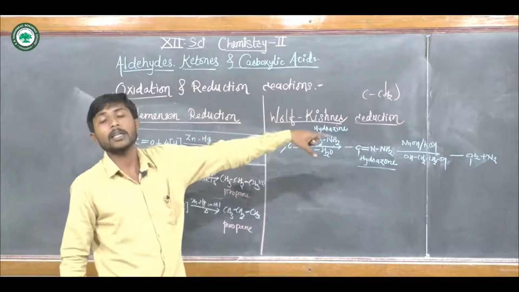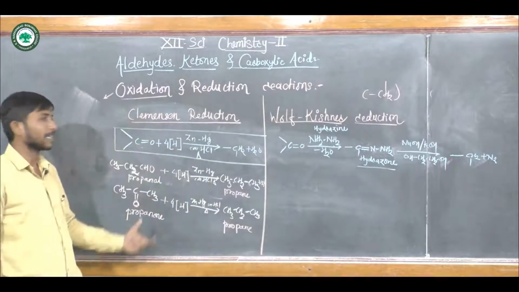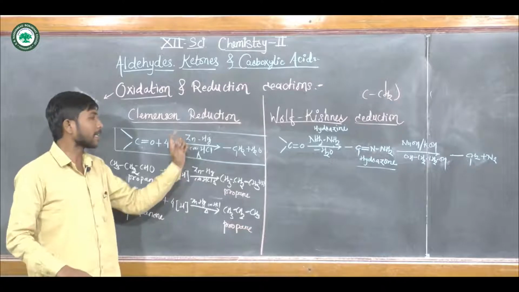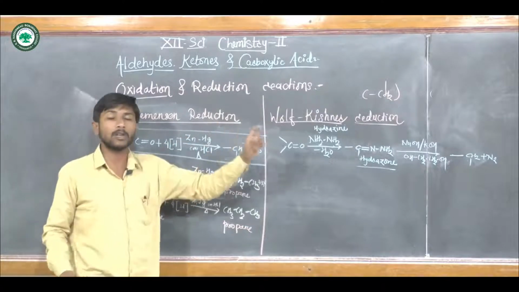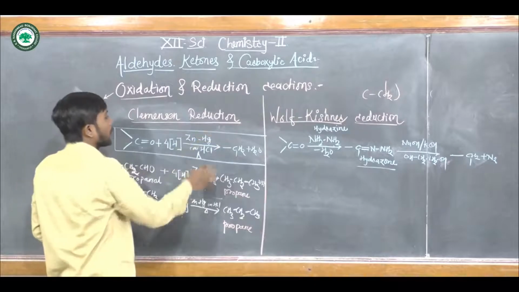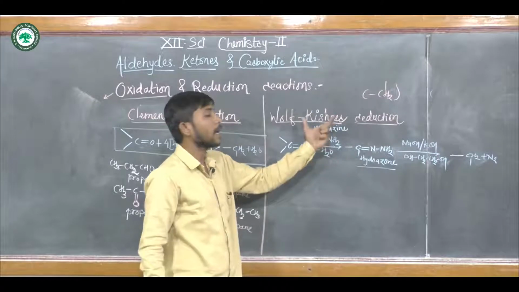This was the Wolff-Kishner reduction, and this is the Clemmensen reduction. Both reactions show removal of oxygen from the carbonyl carbon, but the use of zinc amalgam decides Clemmensen reduction, and reaction with hydrazine decides Wolff-Kishner.